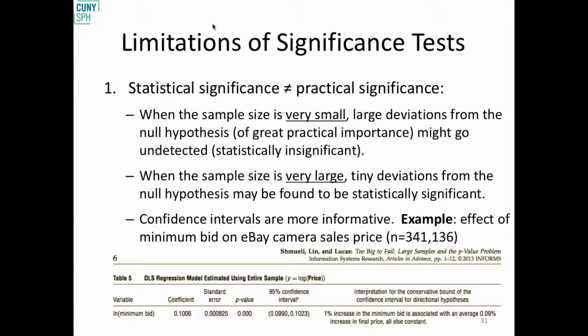So we've got to be a little bit concerned when the sample is very small that we might miss some results that we might otherwise have caught if we had a larger sample size. Now we've a situation where we could have rejected the null hypothesis with a larger sample size.